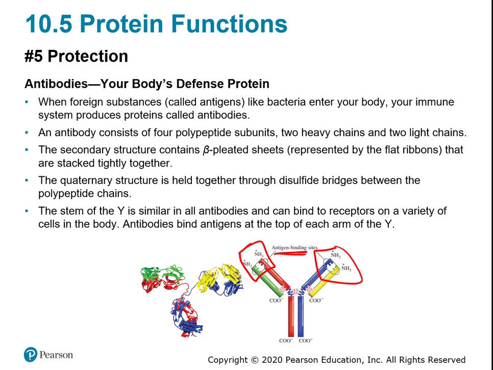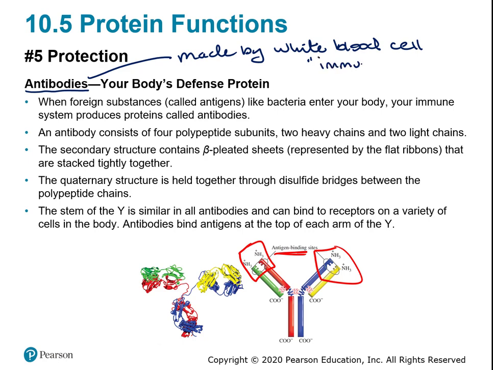Number 5 is that proteins act to help protect you. One of the ways is through antibodies. Antibodies are proteins that are made by white blood cells. Your white blood cells are part of your immune system. When white blood cells find something that is foreign, that is a stimulus to them. So the white blood cells can constantly go along.